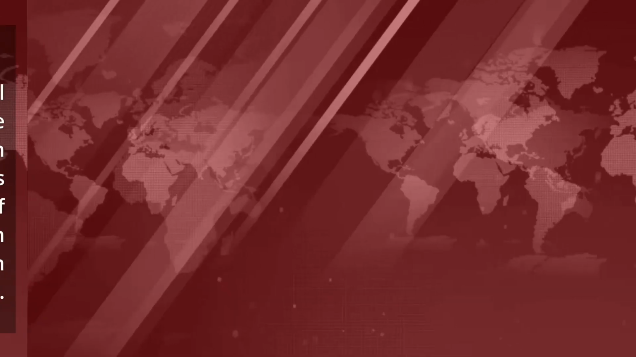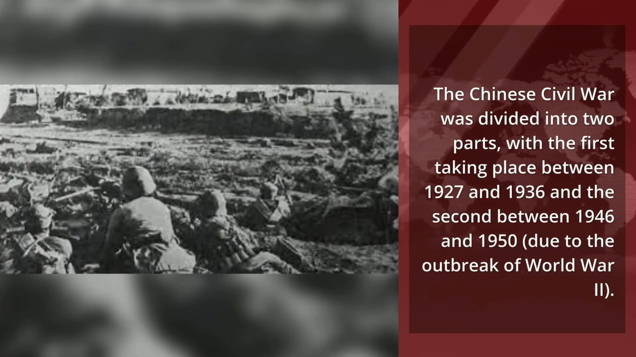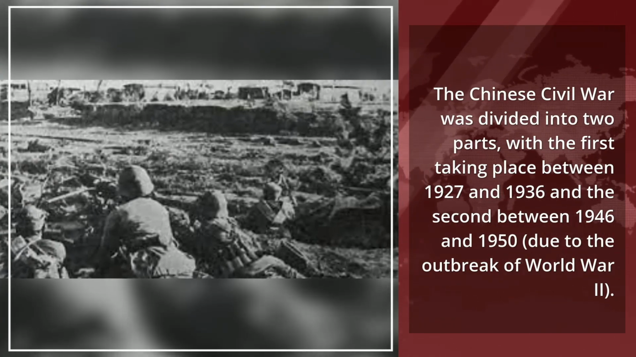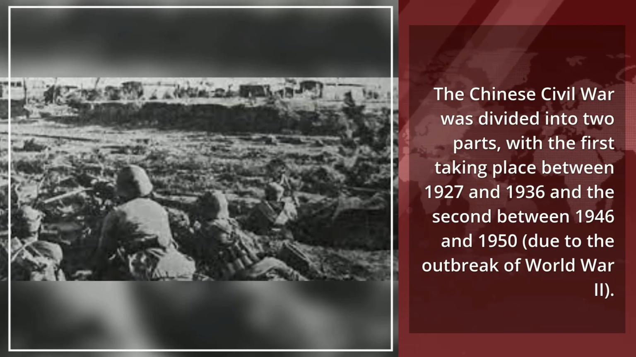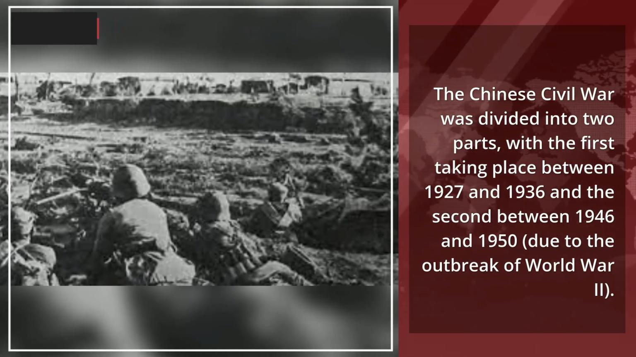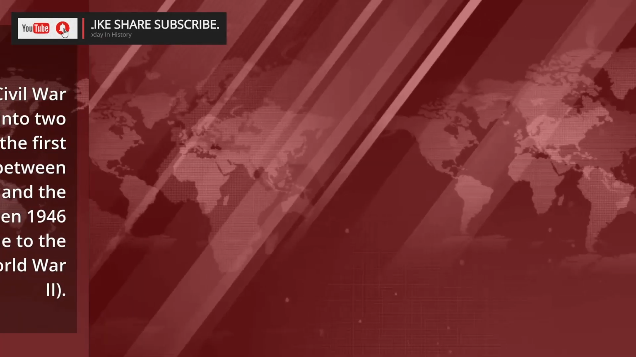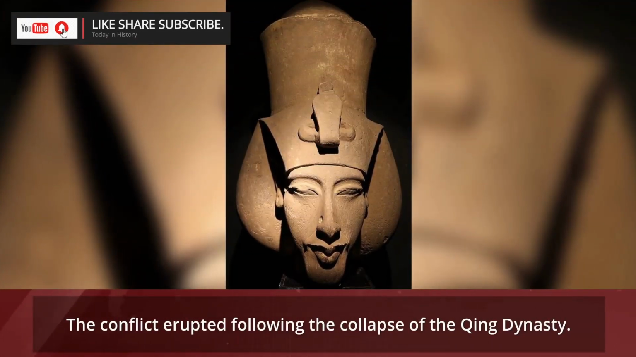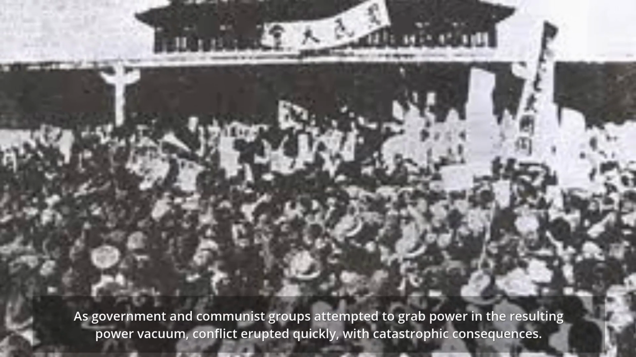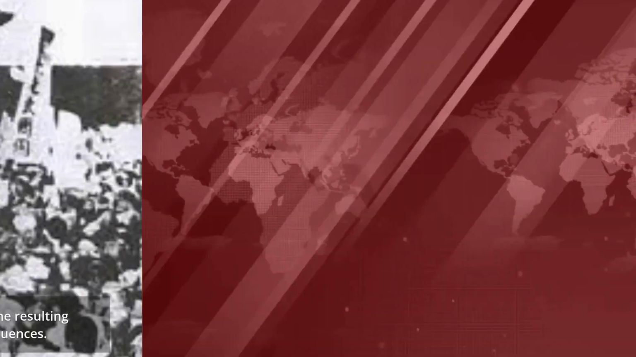mid-20th century. The Chinese Civil War was divided into two parts, with the first taking place between 1927 and 1936 and the second between 1946 and 1950, due to the outbreak of World War II. The conflict erupted following the collapse of the Qing dynasty. As government and communist groups attempted to grab power in the resulting power vacuum, conflict erupted quickly, with catastrophic consequences.